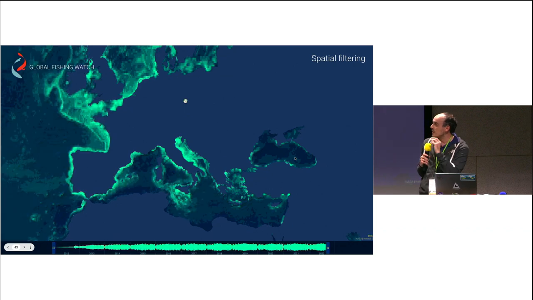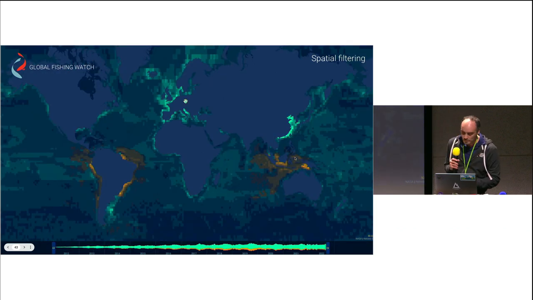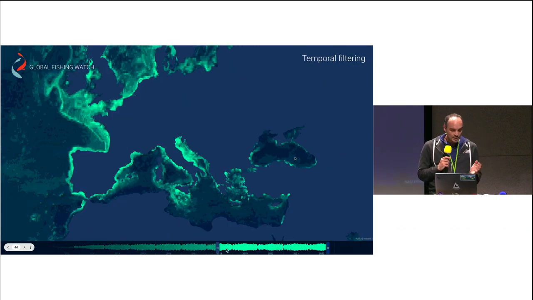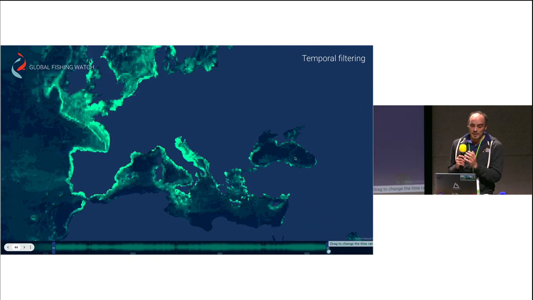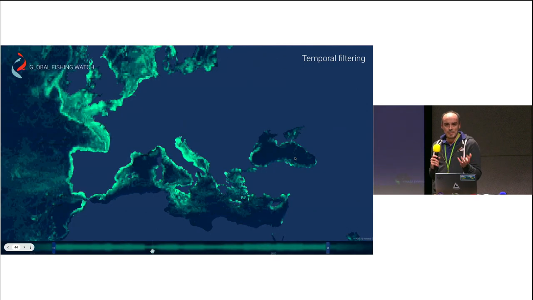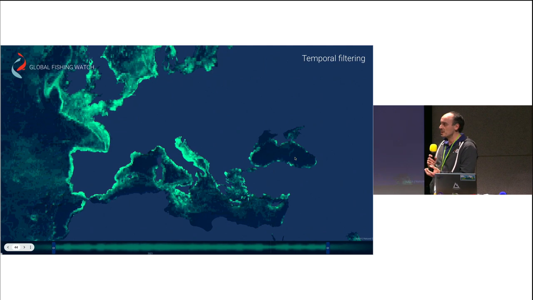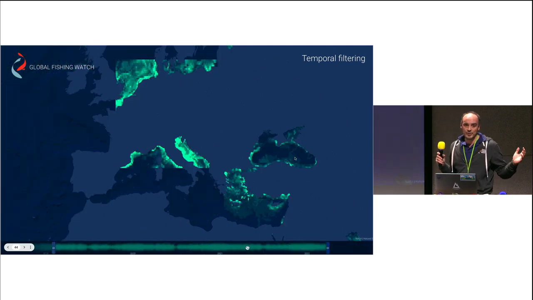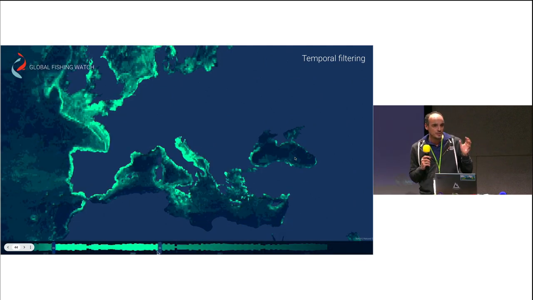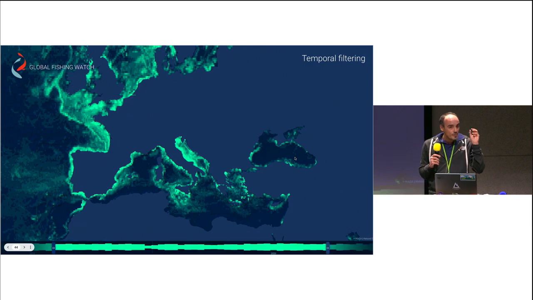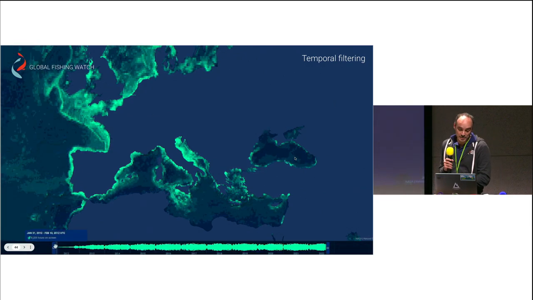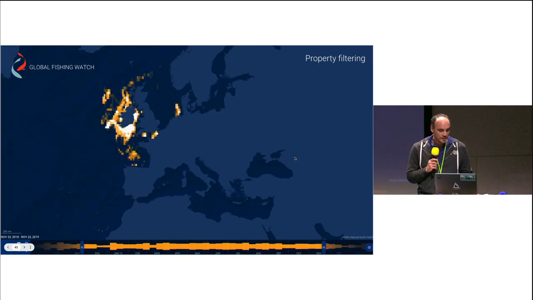Here you can see how you can zoom and pan on the map. And here you can see the temporal aspect of it. In several tools, you can pan and zoom, but you don't have this ability of seeing the entire historic archive and then drilling down to a specific month, a specific year, or maybe a specific hour, depending on the granularity of the data set.